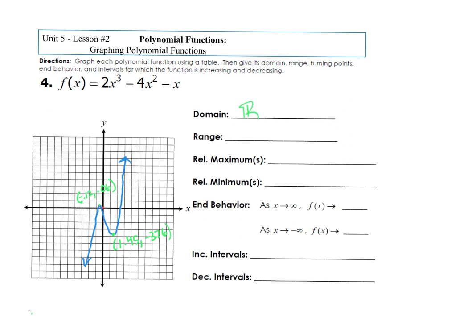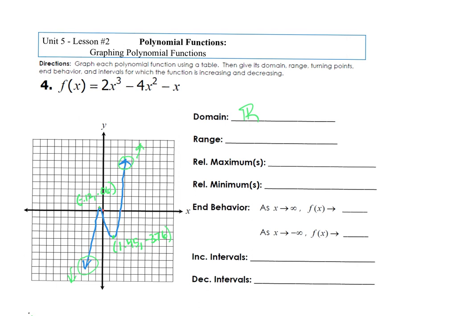My range is my lowest to my highest. Well, because this arrow is headed down forever and my other arrow is headed up forever, I'm going down and up forever. I have a range of all real numbers. Anytime we have an odd function, we do have a range of all real numbers because they end in opposite directions. Pretty cool.